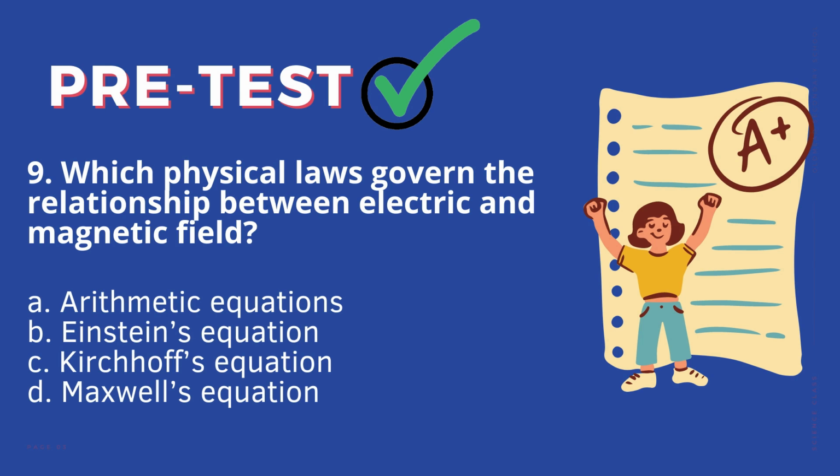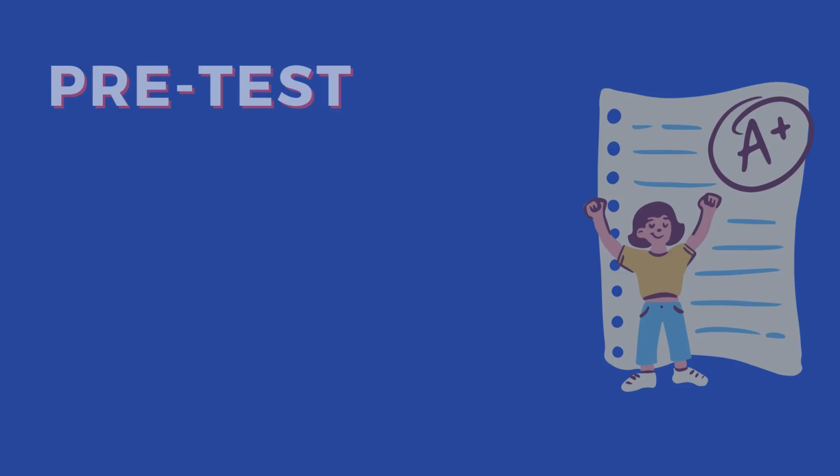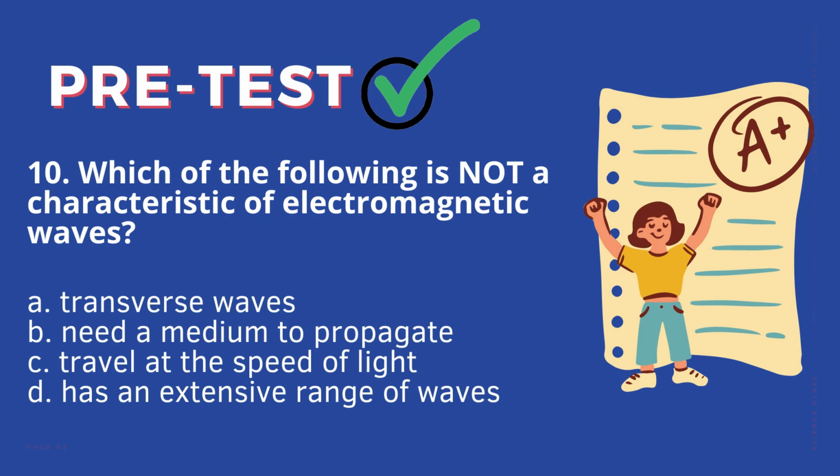9. Which physical law governs the relationship between electric and magnetic field? A. Arithmetic equations. B. Einstein's equation. C. Kirchhoff's equation. D. Maxwell's equation. 10. Which of the following is not a characteristic of electromagnetic waves? A. Transverse waves. B. Need a medium to propagate. C. Travel at the speed of light. D. Has an extensive range of waves.